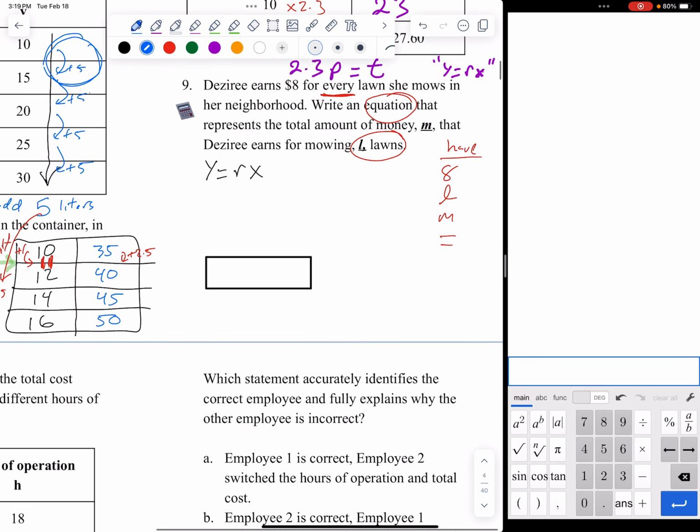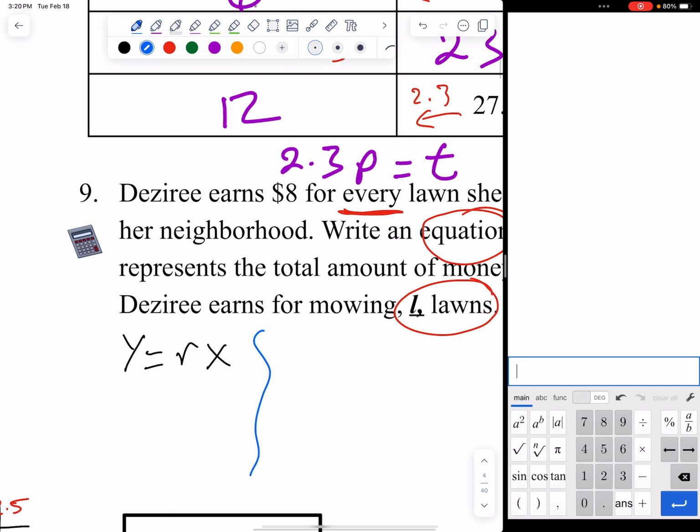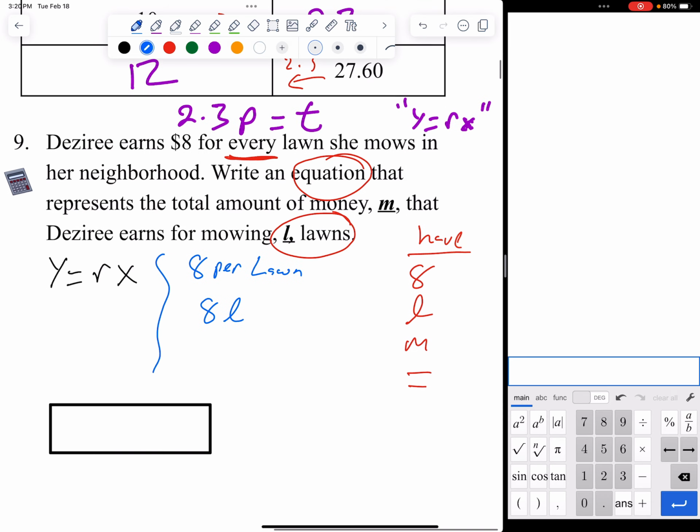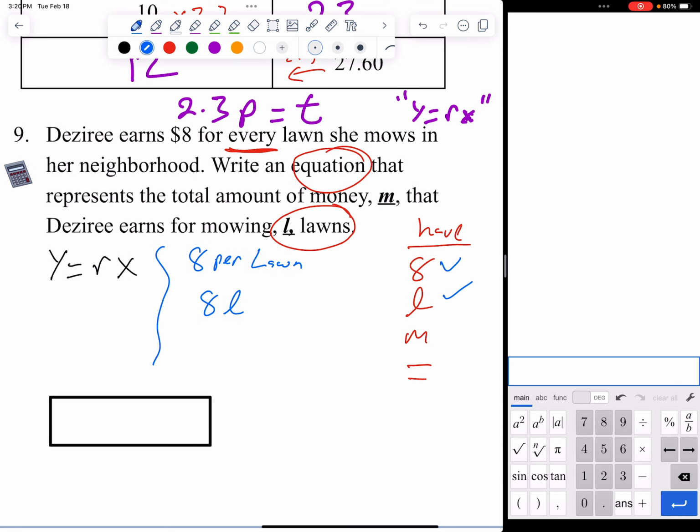This one I am making, or Desiree's earning, $8 per every lawn. So I'm going to write that as 8L. So there is my two letters, my letter and my number. Now I need an equal sign. So notice, 8L, 8L, those are my multiplying, the number and the letter that I'm multiplying. So I need an equal sign, and my other letter is just M. So M equals 8 times L.